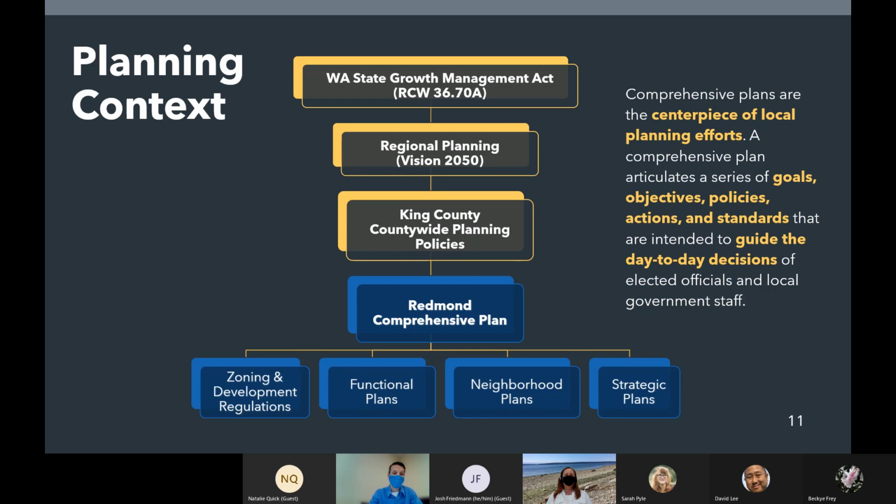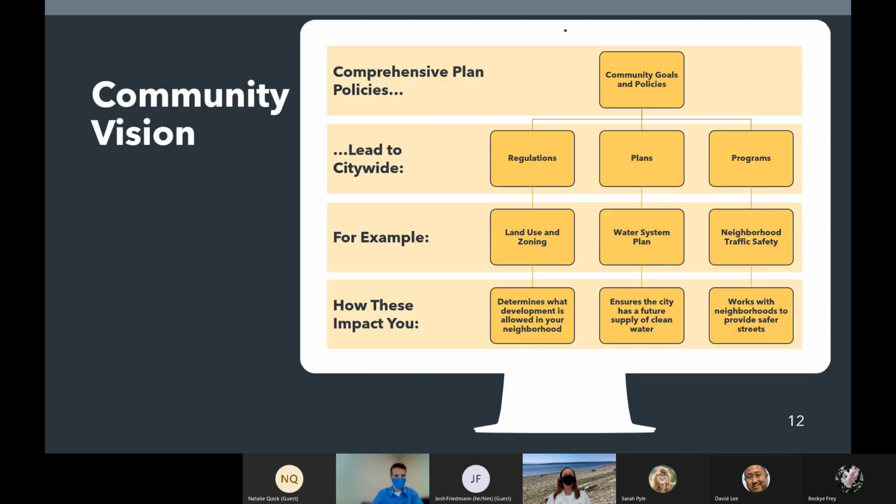And in turn, the Redmond Comprehensive Plan guides the development of zoning regulations like those in the Redmond Zoning Code that you'll hear a lot about today, and also functional plans like the Transportation Master Plan, neighborhood plans, and strategic plans like the upcoming Human Services Strategic Plan. Can we go to the next slide?